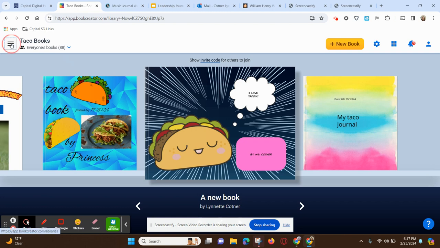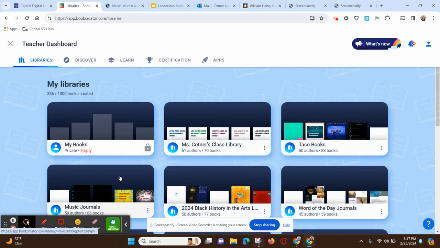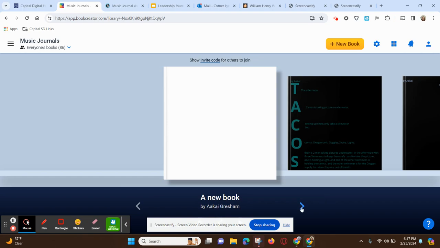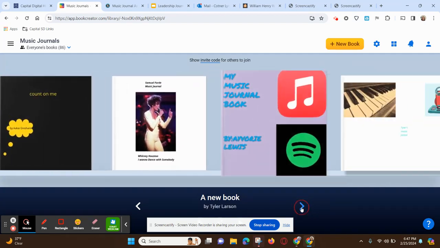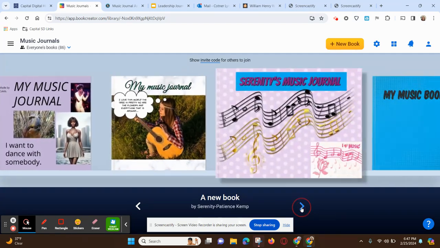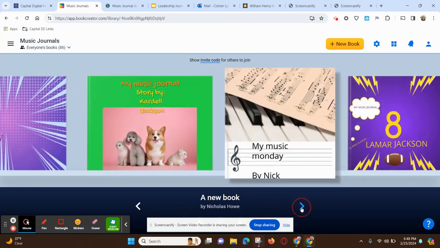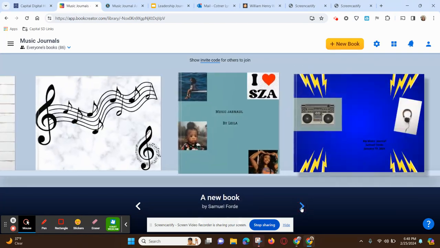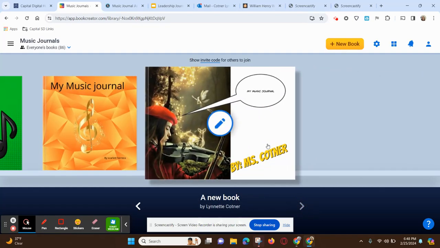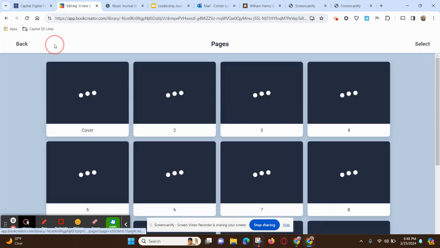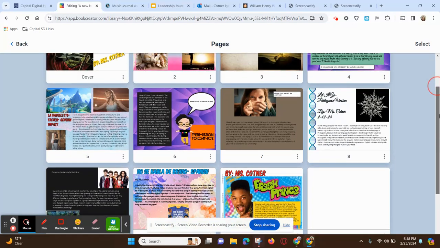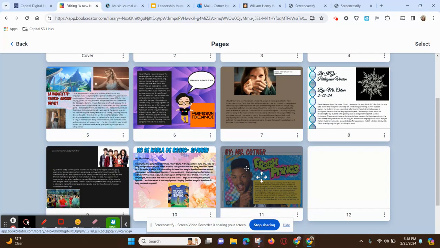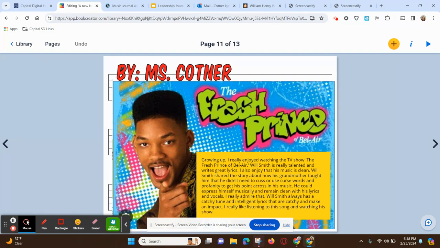So they will go to the library, excuse me, go to the music journal library, and then they, of course, will need to open their personal book. I have to scroll on over to mine because mine happens to be book 1. But I have posted examples for the students so they can see what I mean. So if you go to pages, you can see all of my music writing journals. And this week will be The Fresh Prince of Bel-Air. So I have posted what I have to say about The Fresh Prince of Bel-Air.